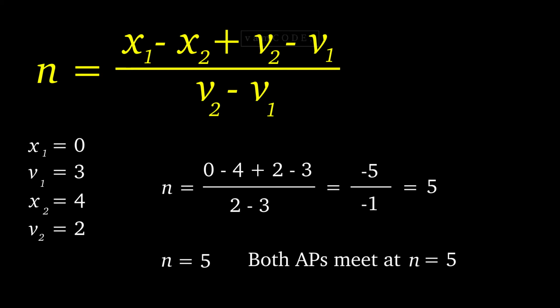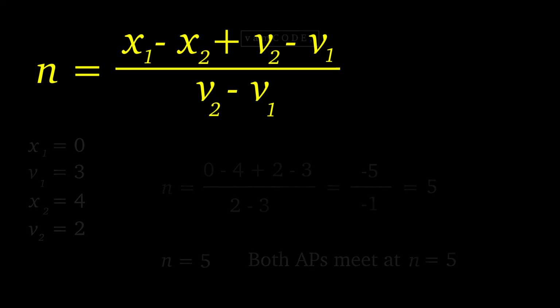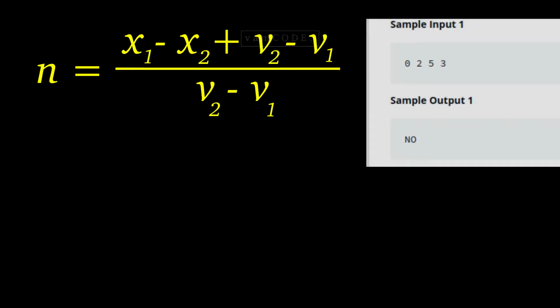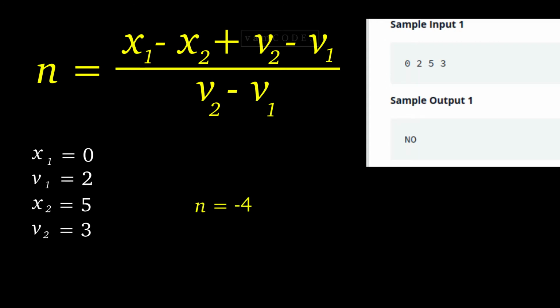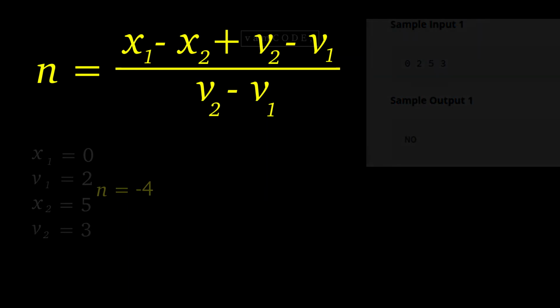Let's take a look at another test case in which the kangaroos fail to meet, or a sample test case where a no is returned. Let's see the example given by the website: 0 2 5 3. x1 is equal to 0, v1 is equal to 2, x2 is equal to 5, and v2 is equal to 3. On substituting this in our equation, we get that n is equal to negative 4, which is not possible, as n can never take a negative value. Because of this, we can confirm that the kangaroos will never meet, and hence a no is returned. N should only take positive integer values.